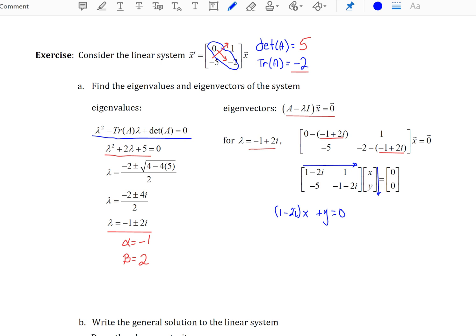It doesn't matter which one we choose, but generally what I'll do is let x equal 1. Because if x is 1, then we have the equation 1 minus 2i plus y has to equal 0. Or if we solve this for y by moving this to the right hand side of the equal sign, I think we'll get y has to equal negative 1 plus 2i. And this allows us to write our eigenvector x as the vector whose first component is 1 and the second component is negative 1 plus 2i.